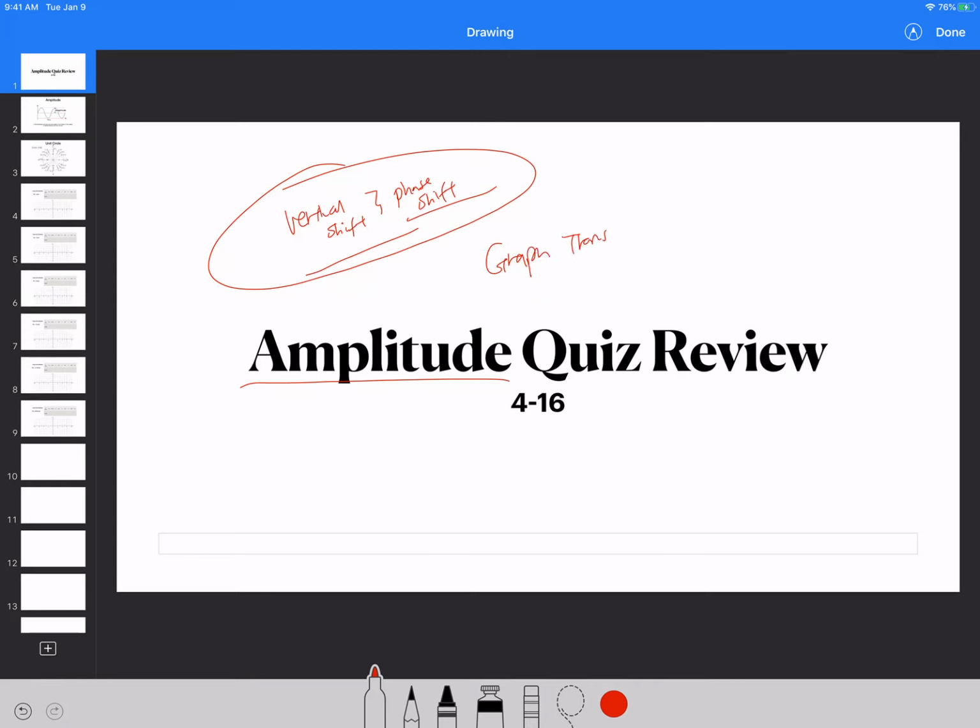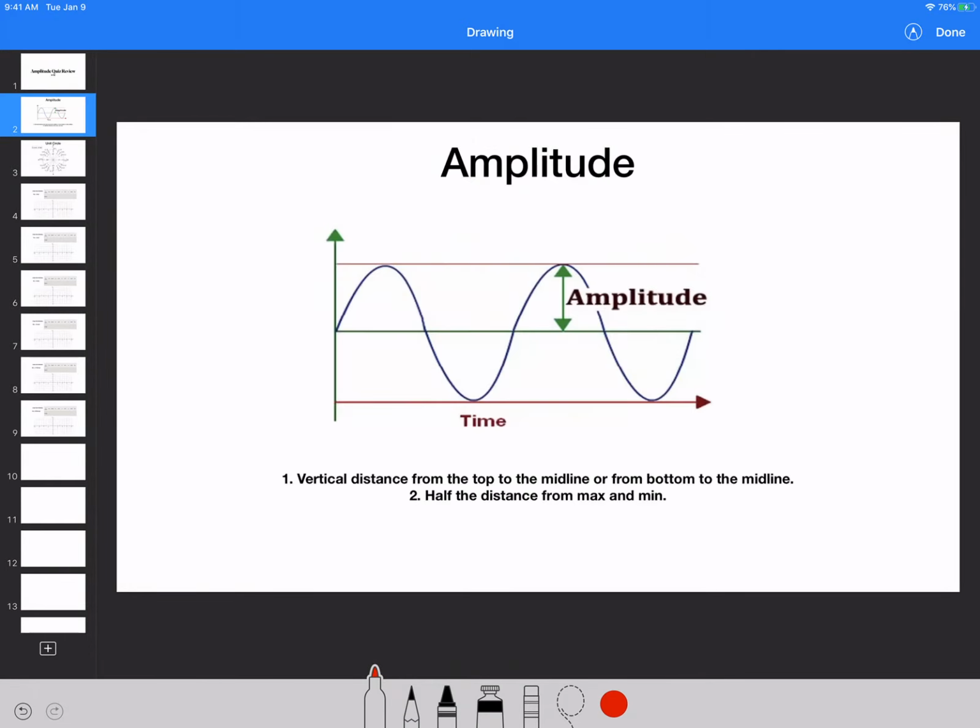We haven't really talked about graph transformations in detail, but no worries, it's pretty much the same as what we're going to be dealing with in terms of vertical shift, phase shift, and that kind of stuff. Okay, so let's go over the basics.